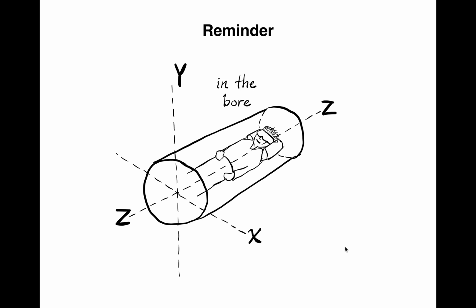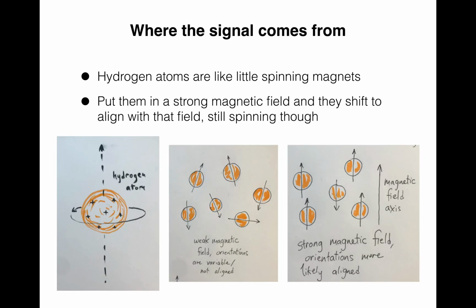The scanner is a really powerful magnet, and we've defined 3 axes. We've got the z-axis going straight down the middle of the bore, and then the x and y axes going perpendicular to the z-axis. All right. So we got to talk about hydrogen atoms. We got to talk about physics.